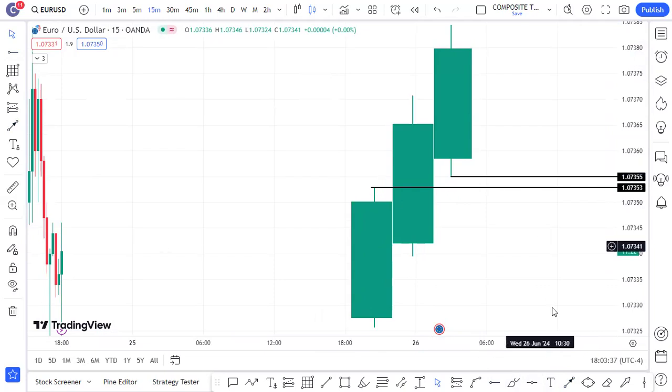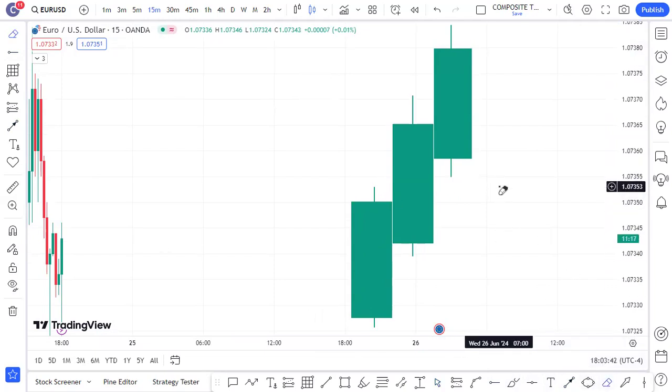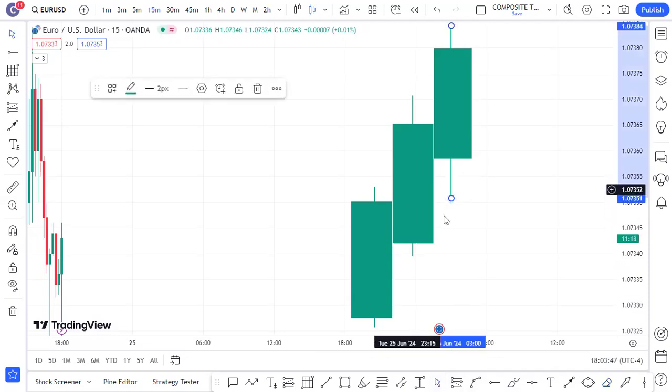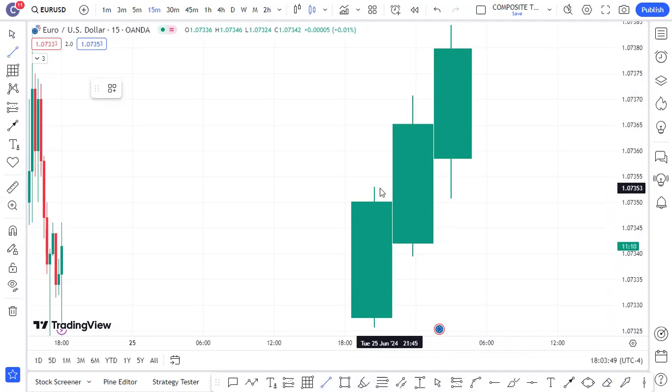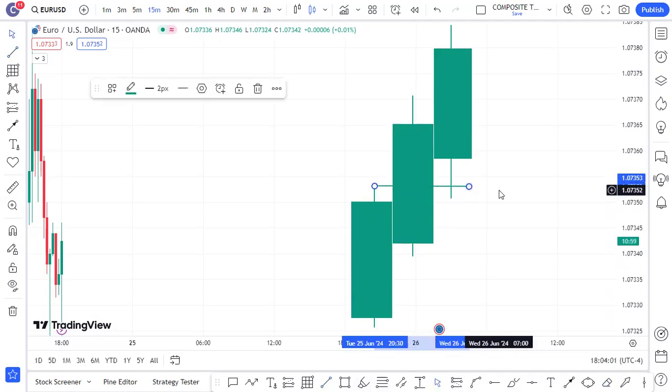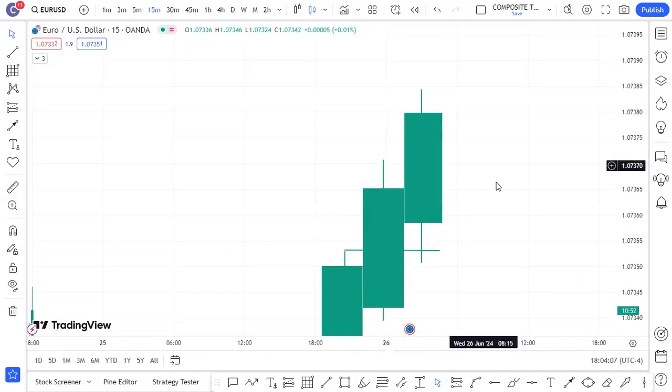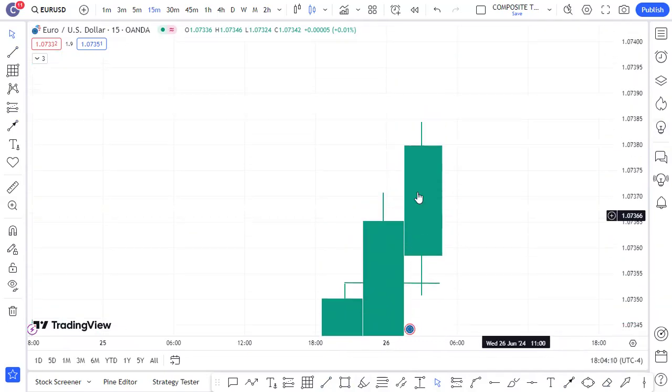But the moment you come across price where the wicks have intercepted each other, that is, if you draw a line from the high of the first candle across to your right and it touches the low of the third candle, then it means there's no imbalance there. And this happens in both bullish and bearish market structure. So every time the market moves, it will always create an imbalance.